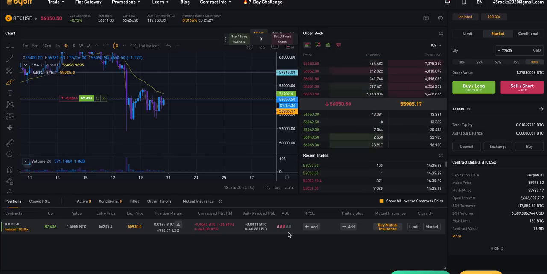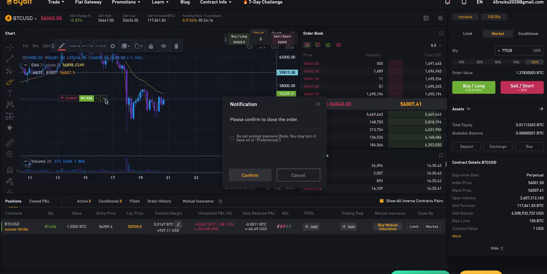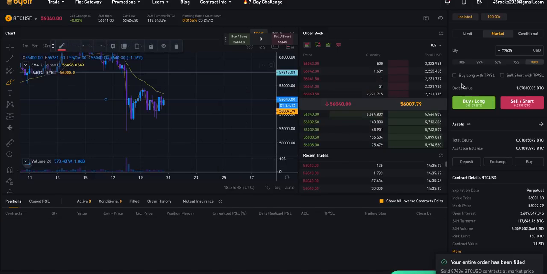Okay, so I think that pretty much covers it, guys. This is pretty much what you will need to know in order to trade on Bybit and do well. Of course, I'm going to close out this order. And I recommend trading with lower leverage. I like to trade with lower leverage.